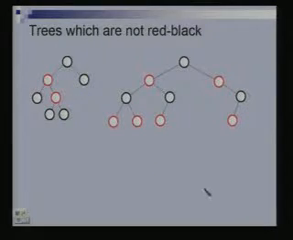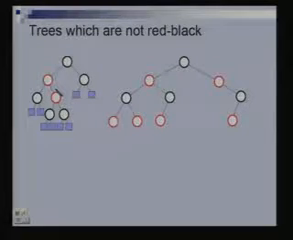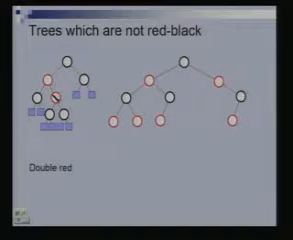Now, these are 2 examples of trees which are not red black. Why is this not red black? This red node has a red child. So, this is not. Even if I were to put in these external nodes like this, it would not be a red black tree. Why is this not a red black tree? The problem here is what we call a double red problem. We will use this term quite often, double red, as in 2 reds occurring consecutively, one after the other.